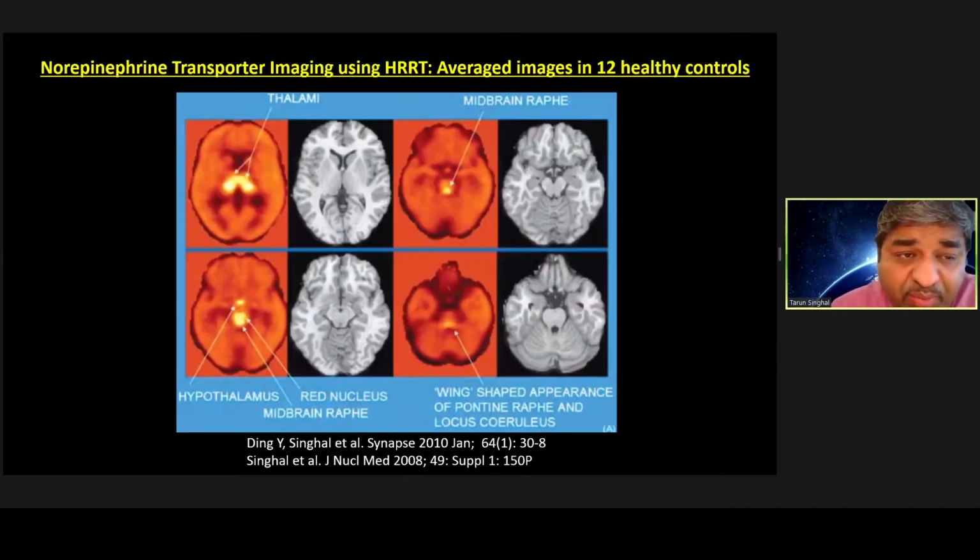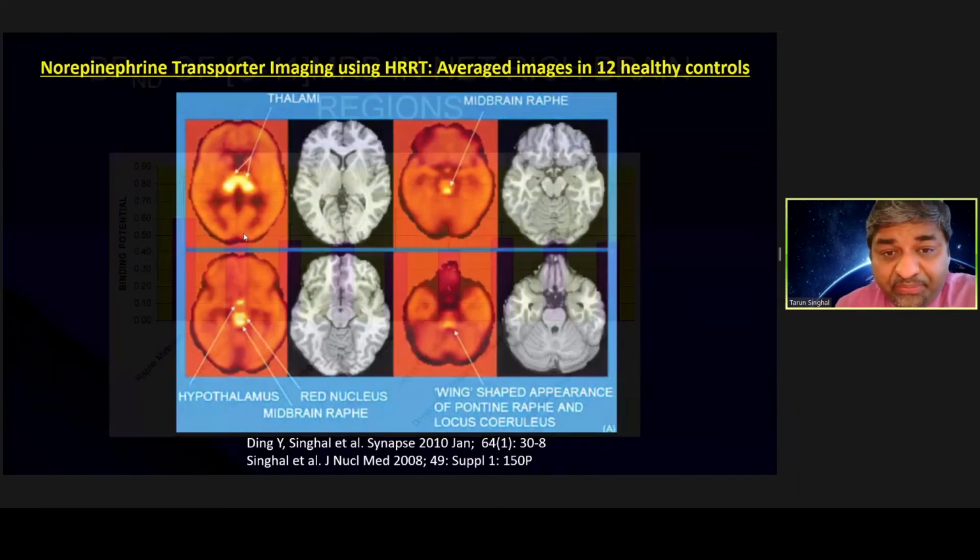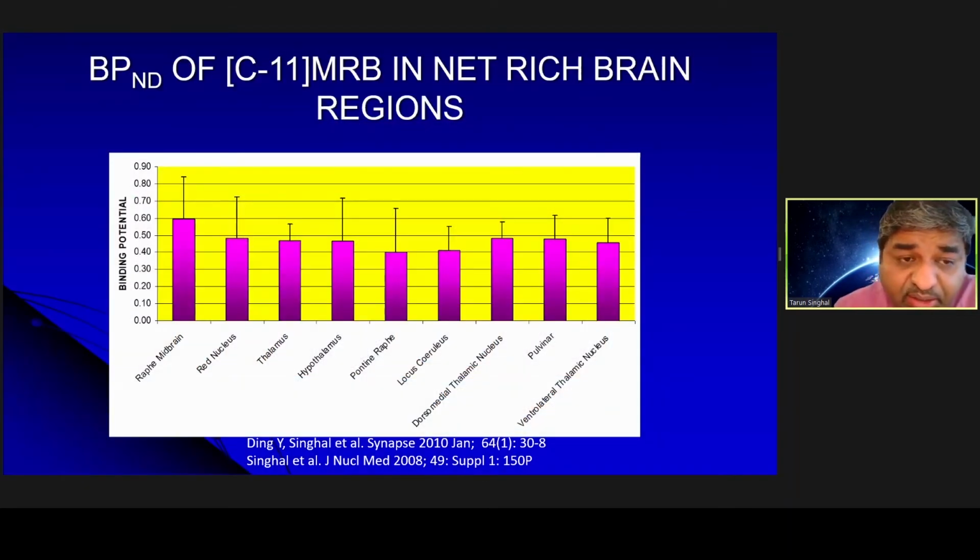I had an opportunity to image the norepinephrine transporter system in the human brain using the high-resolution research tomograph during my postdoctoral work at the Yale PET Center, where we delineated the distribution of the norepinephrine transporter in the human brain in the locus ceruleus and pontine raphe, where it leads to this wing-shaped appearance, the midbrain raphe, red nucleus, hypothalamus, and thalamus. We were able to quantify it and demonstrate here the binding potentials of the C11 MRB tracer in these small regions. And also we attempted to quantify that in the thalamic subnuclei.